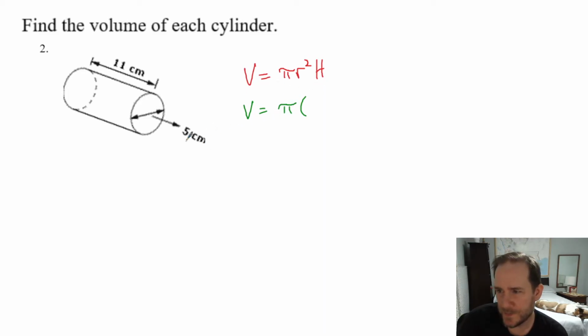So many of y'all are probably going to want to say 2.5, but I'm not. I'm going to just leave it as a fraction, 5 divided by 2. And I'm going to square that. And I'm going to multiply that by our height, which is 11. And you know what? If you want to give me a nice clean answer, this is how you're going to get it. You square 5 over 2, you get 25 over 4.